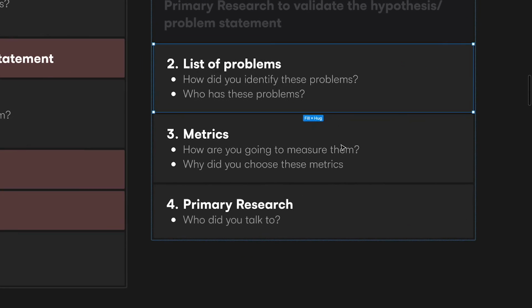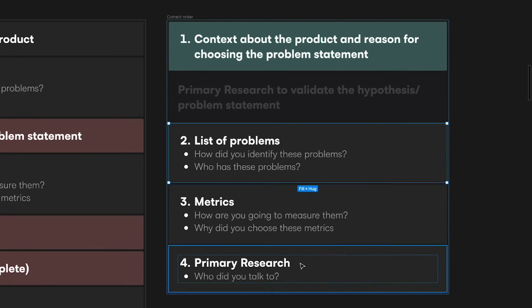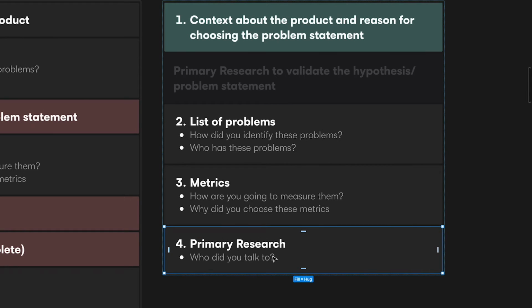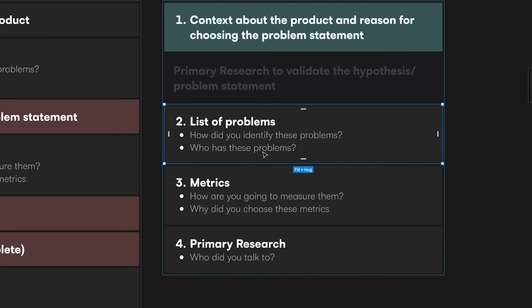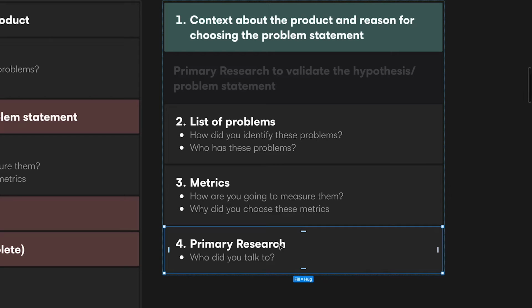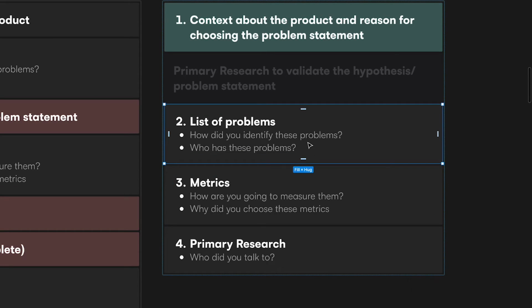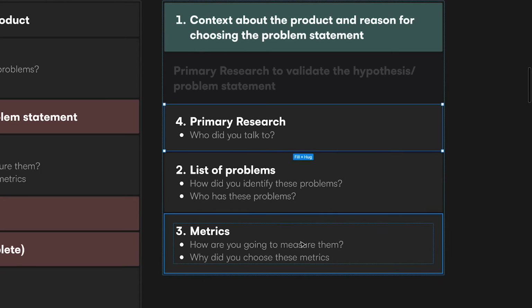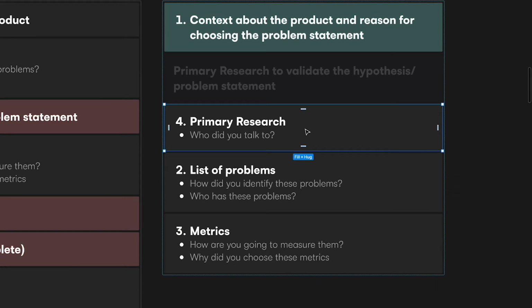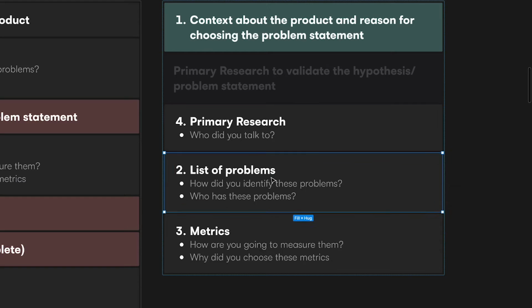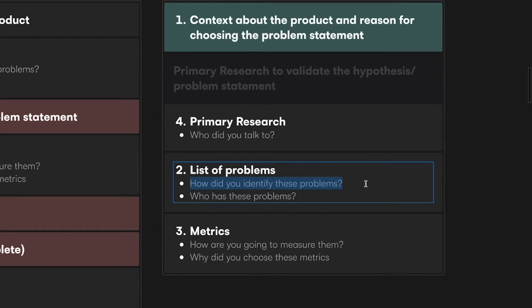Now, if you see over here, the order itself is messed up. Only after you do research will you be able to understand the problems. The objective of doing the research is to understand the problems that exist. And as you can see over here, you're talking about research after you mentioned the problems. How is that possible? The research has to be done before in order for you to identify the problems. So if you want to answer the question, how did you identify the problems, you tell them that you did research in order to identify what the problems are, right?